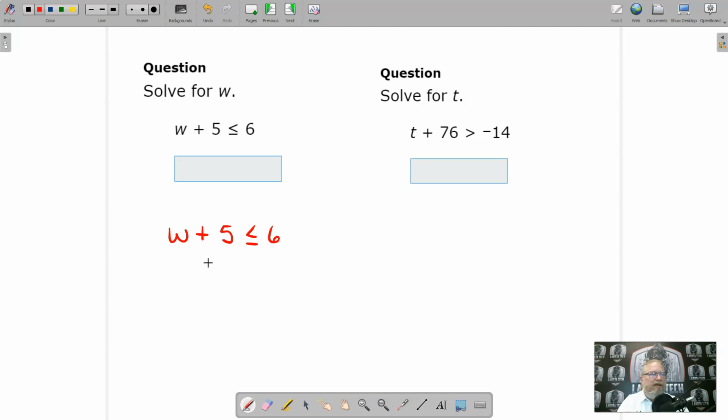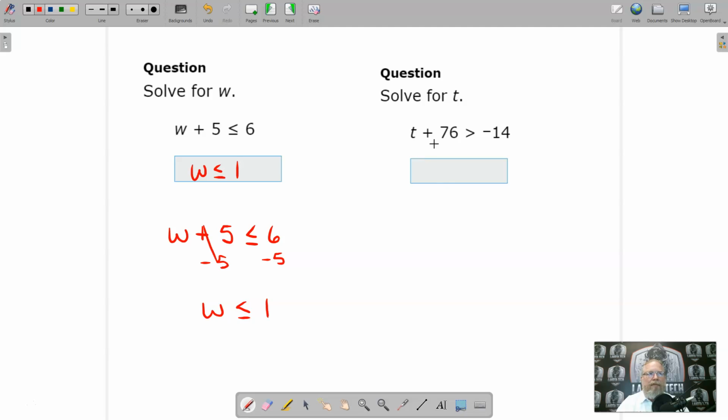Let's get rid of this positive 5 with a negative 5. What we do to one side, we're going to do to the other. The 5's will cancel each other, leaving us with the W. Let's bring down that less than or equal to sign. And 6 minus 5 is 1. So our solution is W is less than or equal to 1.